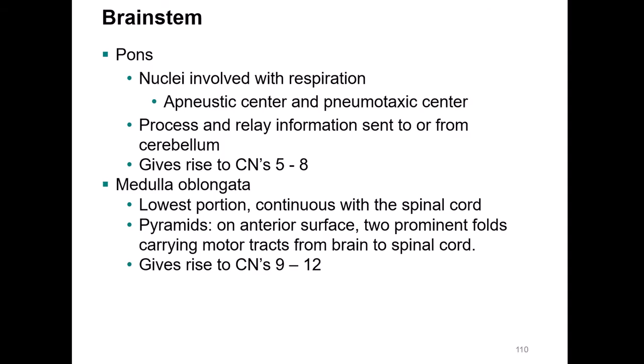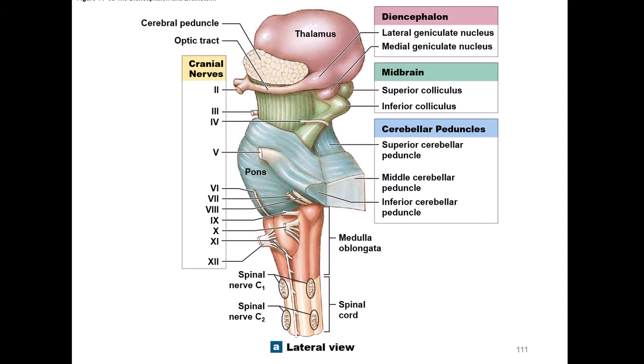The next region of the brainstem is the pons. The pons does a bunch of different things. Probably the most important is it's involved with respiration. Right? There's two centers. You'll talk about these in A and P2, known as the apneustic and the pneumotaxic centers. They help to control breathing for our purposes here. And the pons is in communication with the cerebellum, so it helps to process information that is sent to or from the cerebellum.